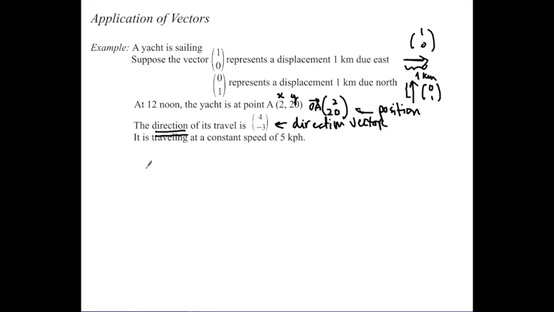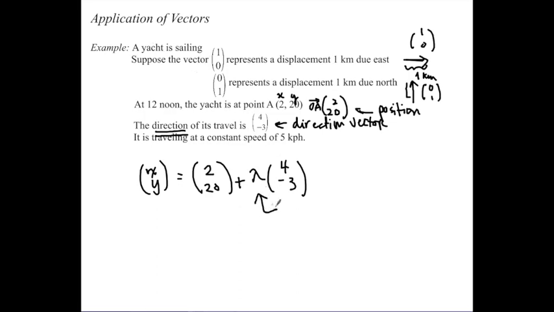So we're going to use a vector (x, y), let's say, to describe that. And we'll start with the position vector, which is (2, 20), plus, and then we'll add our scalar, lambda, and then we'll put the direction vector (4, -3). So this direction vector is explaining its direction, but if you look at that direction vector, it has its own magnitude, right? And since we're talking about movement of a yacht, which is sailing, this will probably represent the time, right? So whatever time there is, it moves (4, -3), depending on the time.